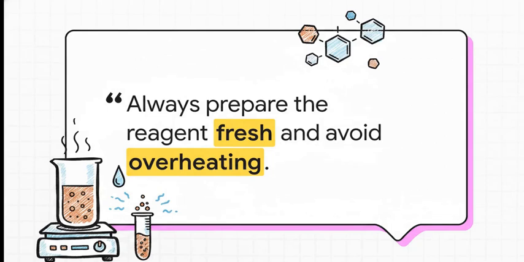Now, before we wrap up our benchwork today, we absolutely have to talk about the golden rule of safety and precision for this protocol. Always prepare the reagent fresh and avoid overheating. Boiling it too aggressively or using old premixed solutions can actually cause the copper to precipitate all on its own. And that gives you a false positive, completely ruining your hard work and sending your entire analysis in the wrong direction. In biochemistry, precision really is everything.